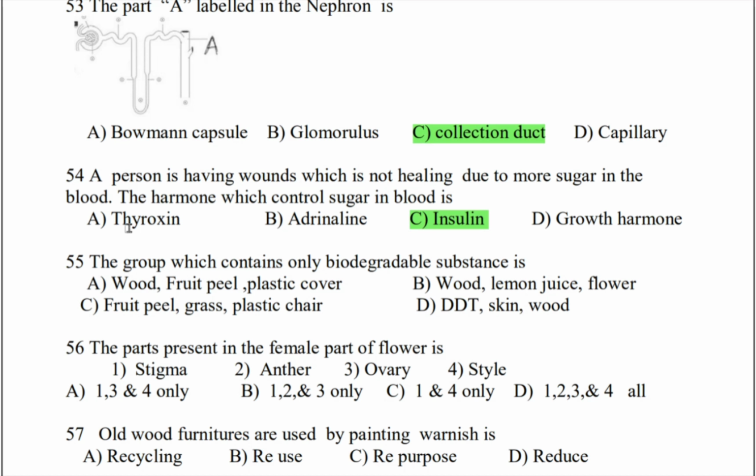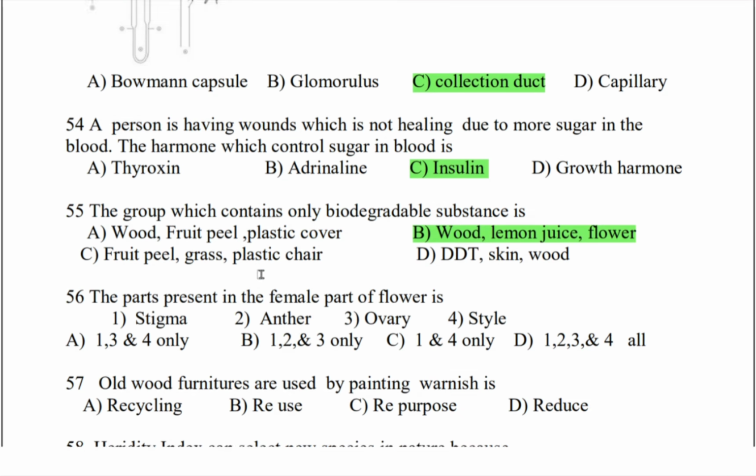Based on hormones, definitely you will get minimum 2 questions from the unit control and coordination. Next question. The group which contains only biodegradable waste is, the correct answer is option B. Wood is biodegradable, lemon juice is biodegradable and flour is biodegradable. Therefore, the correct answer is option B, wood, lemon juice and flour.